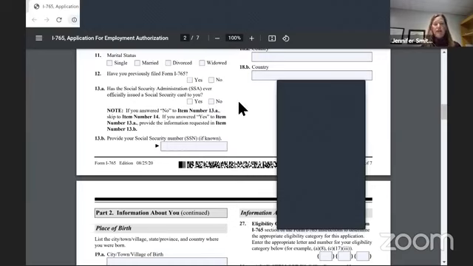Question 13, has the Social Security Administration ever given you a Social Security card? Again, if you've never applied for anything in the past, the answer to this is going to be no. If you have DACA in the past or something else, this will be a yes, and then you'll want to put the number down here.